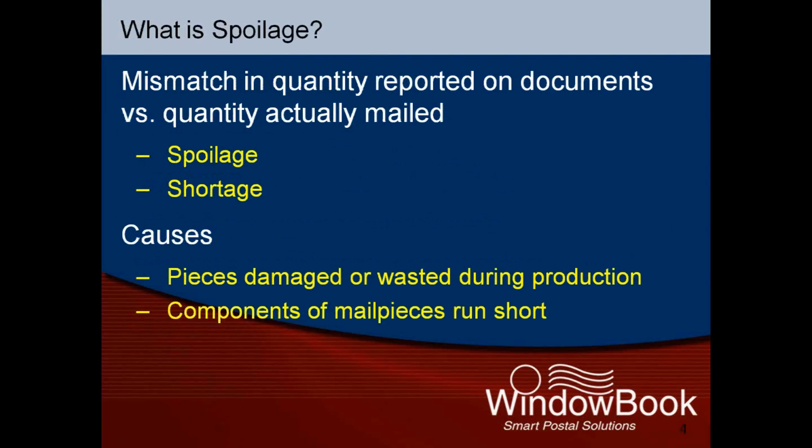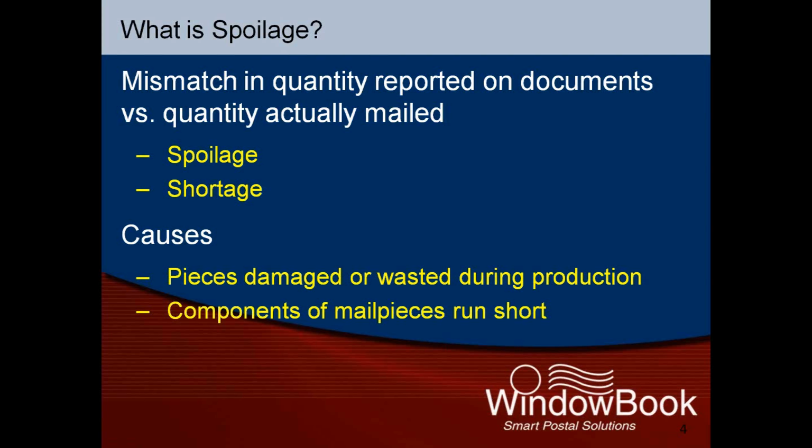Spoilage is defined for postal purposes as situations where there is a mismatch in the quantities reported in the electronic files and/or documents versus the quantities actually mailed. This mismatch can be due to spoilage or shortage, but for purposes of this webinar, we will term both of these collectively as spoilage.